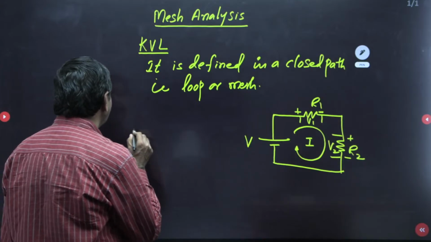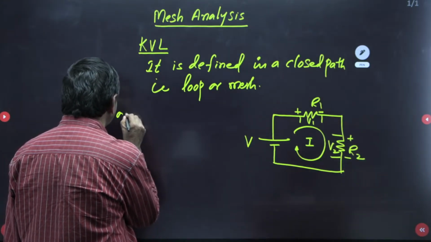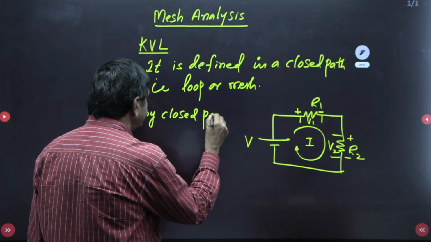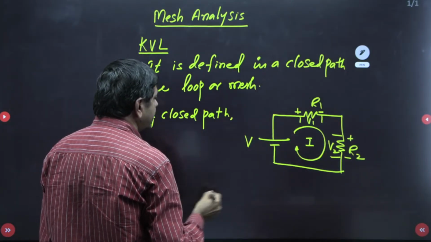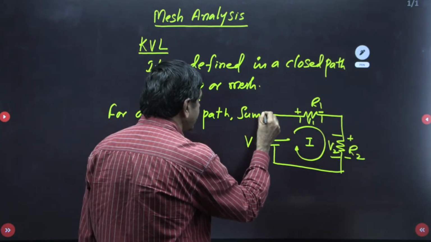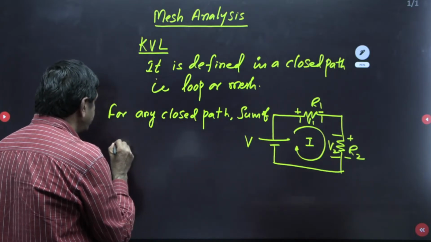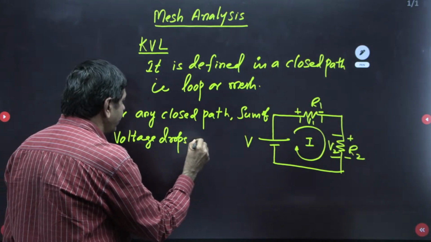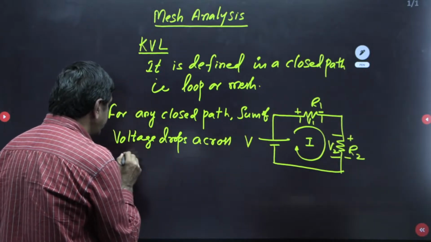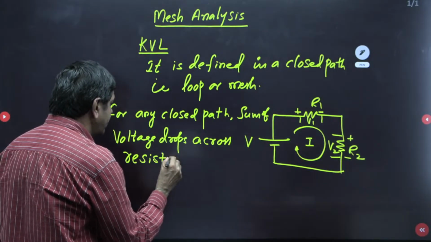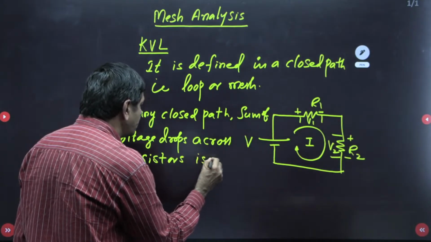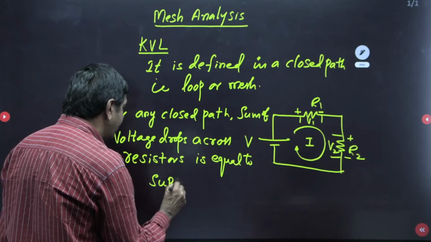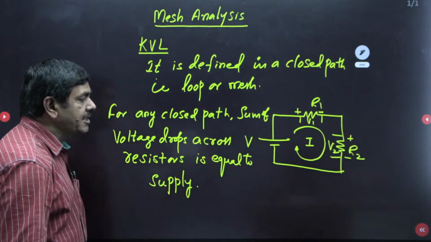I would like to write KVL in this way: for any closed path, the sum of voltage drops across resistors is equal to the supply voltage. That is KVL.